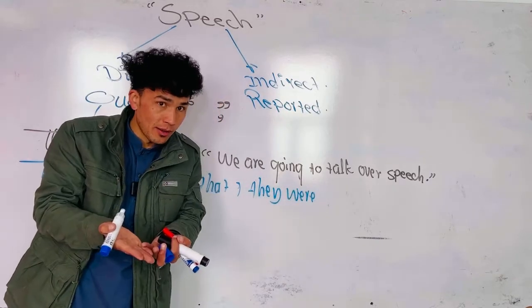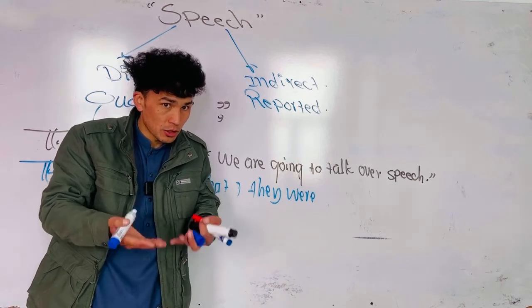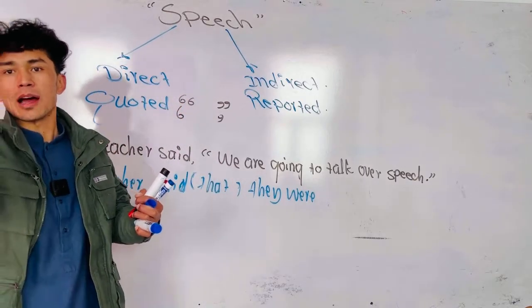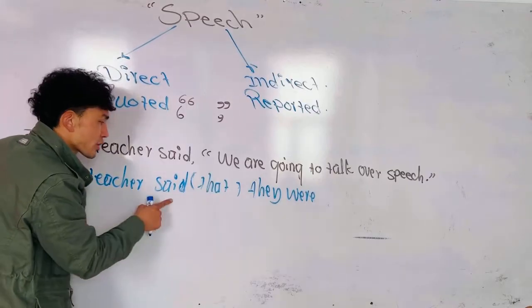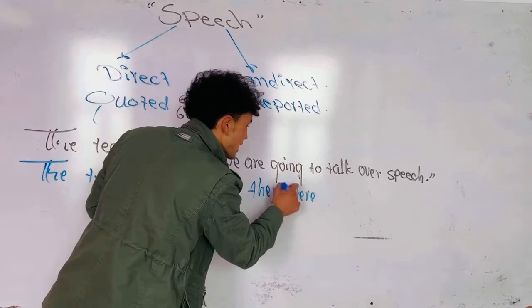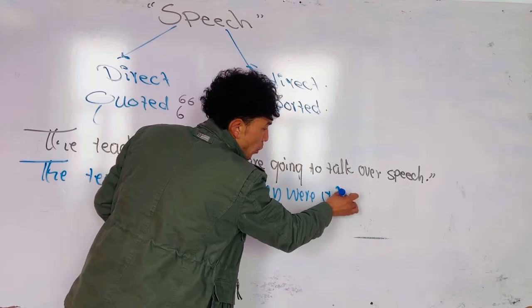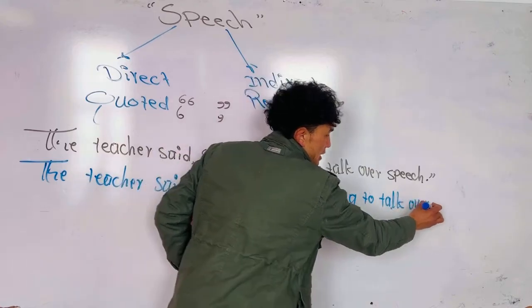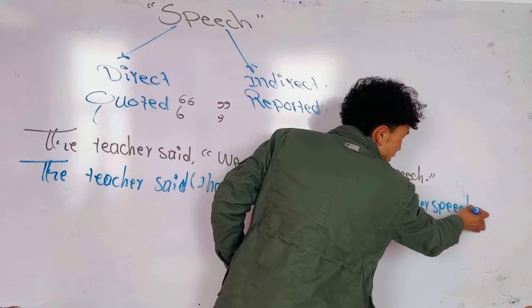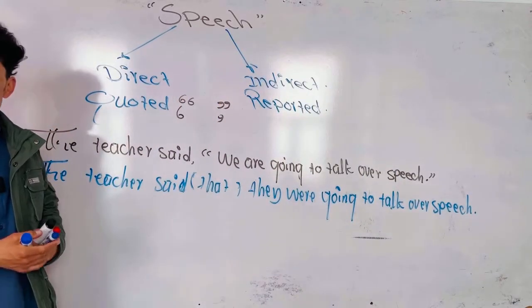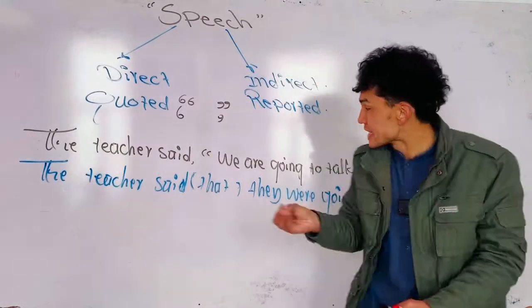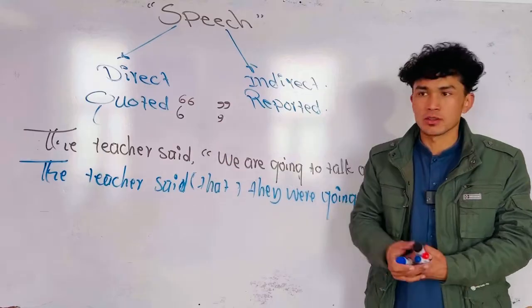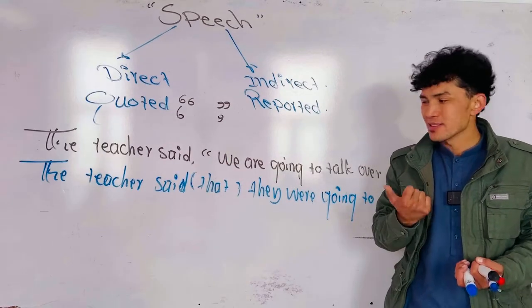Because you want to change it. Now, I talk to you now. You report my sentence maybe later on, 2 hours later, 1 minute later, a day later, something. The teacher said that they were going to talk over speech. Look, there's no quotation mark here. You do not require it, because this is not the teacher's exact word anymore. This is your own word, but the teacher's speech. Did you understand how easy and simple it is?